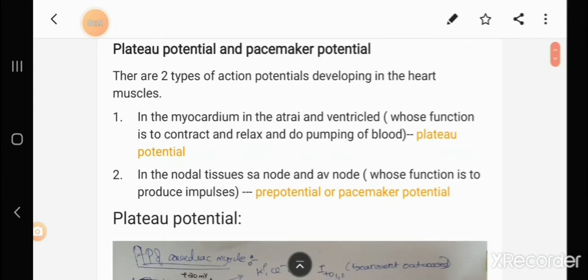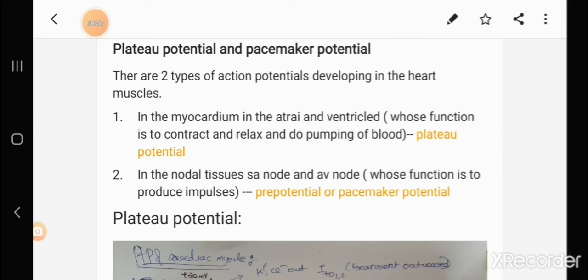One is the normal myocardium, which is present in the atria and the ventricles, and which will contract and relax during the cardiac cycle for the pumping of the blood. So the action potential which is developed in them is called the plateau potential.